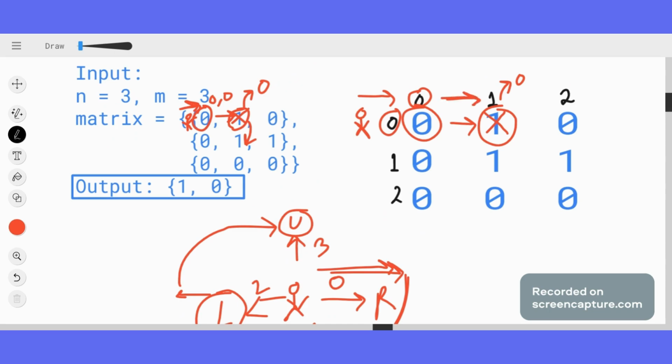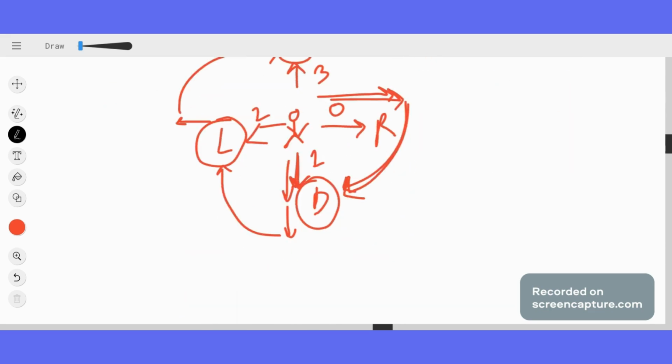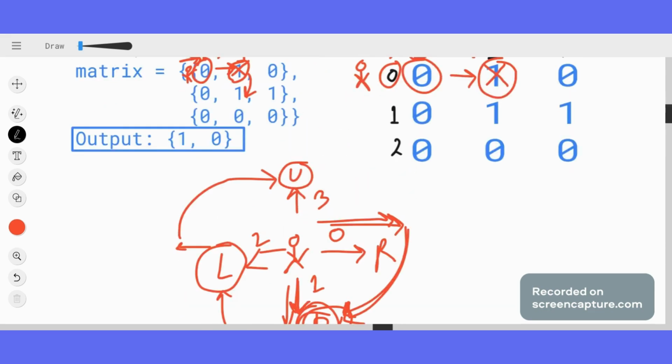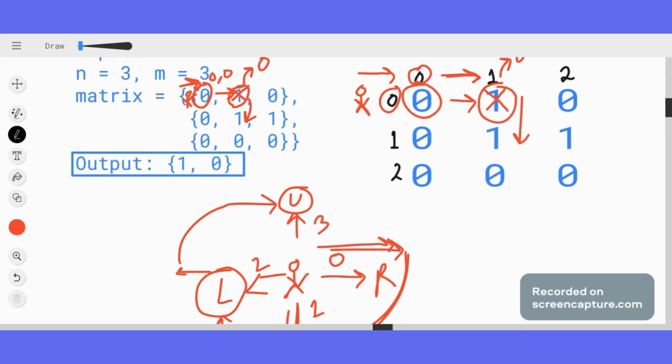Now I have to take a right turn. If I take a right turn, in which direction will I move to? I will move downwards now, right? So now I've moved downward. Here, can you see that again I have encountered a 1? So what to do? I have to replace this with a 0 again. And what to do now? I have to change my direction by taking a right turn.